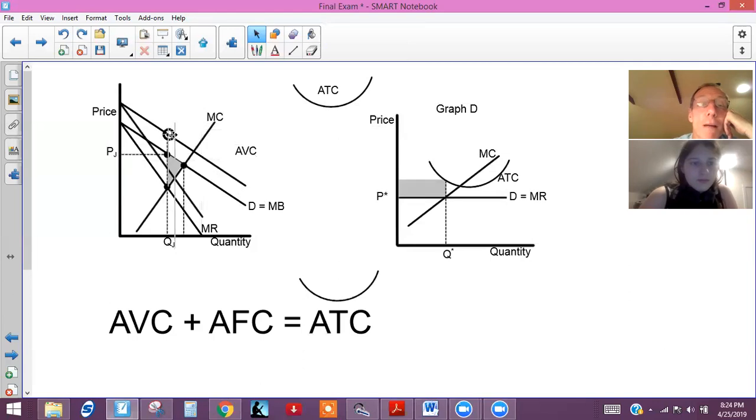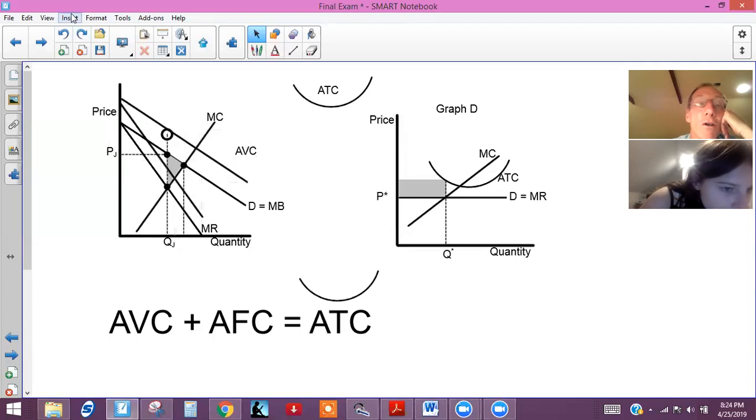Are they still maximizing profit? Yes or no, if they produce there? Remember, the new marginal revenue curve is here, okay? Hint: marginal cost equals the new marginal revenue, right? No, there, right?